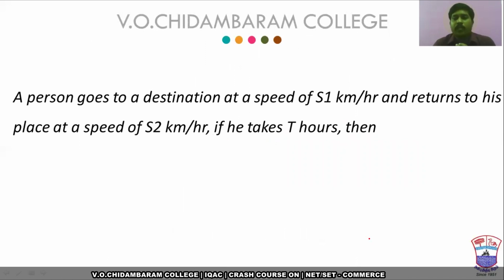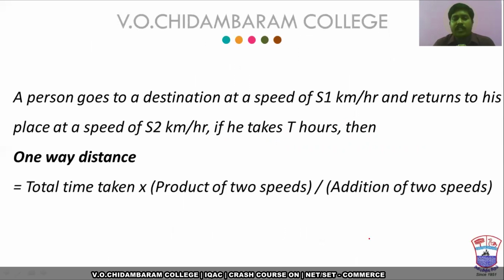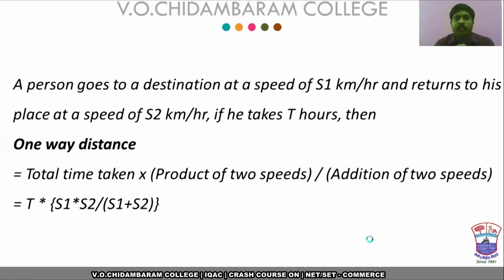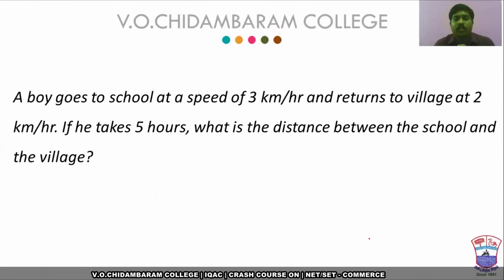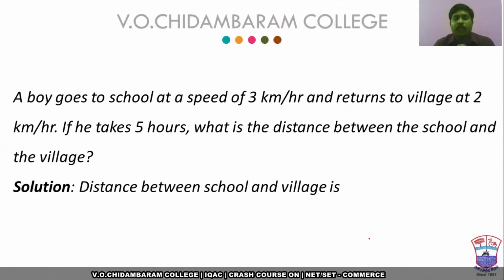So these are some important formulas in the speed topic. A person goes to a destination at a speed of s1 kilometer and returns to his place at a speed of s2 kilometer. If he takes t hours, then the one-way distance is nothing but the total time taken, t, into the product of the two speeds, s1 into s2, by the addition of the two speeds, s1 plus s2. So it's a similar problem for this.